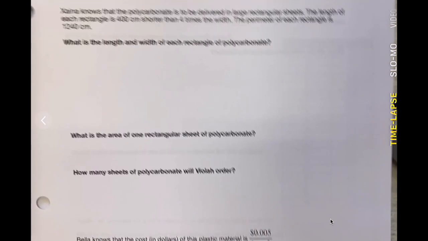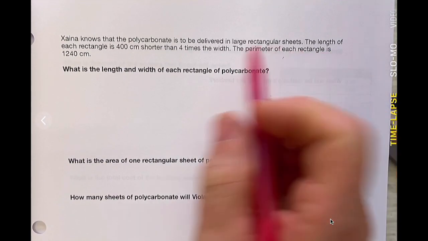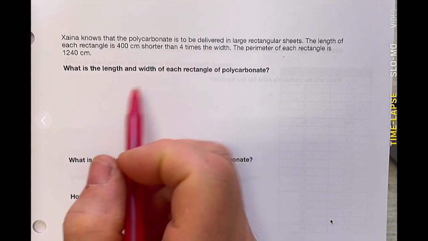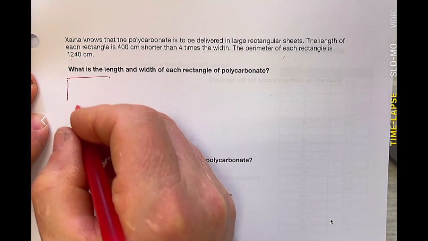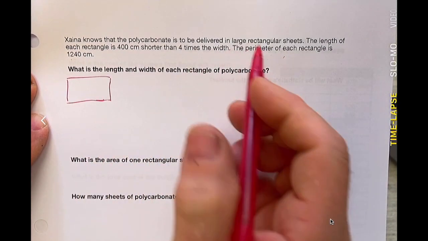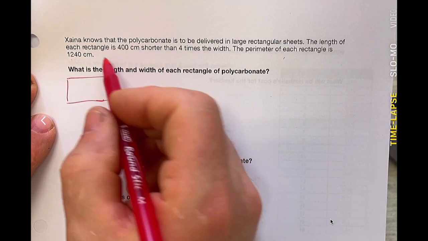The next part. Zaina knows that the polycarbonate is to be delivered in large rectangular sheets. The length of each rectangle is 400 centimeters shorter than 4 times the width. The perimeter of each rectangle is 1,240 centimeters. What is the length and width of each rectangle of polycarbonate? It's a rectangle question. Draw a rectangle. It's a word problem.